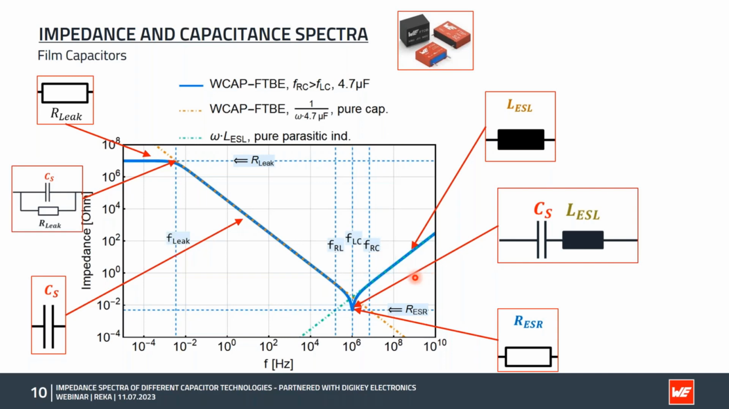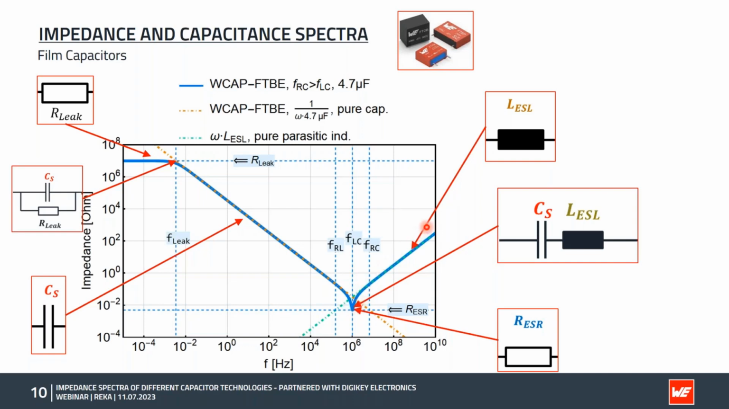The most important feature in this graph is the minimum at the characteristic frequency of the LC unit. At this frequency, the spectrum has a sharp minimum. The position is determined by the capacitance and the parasitic inductance. The ESR measurement is most accurate around this region. The minimum value of the impedance is actually the ESR at this specific frequency.